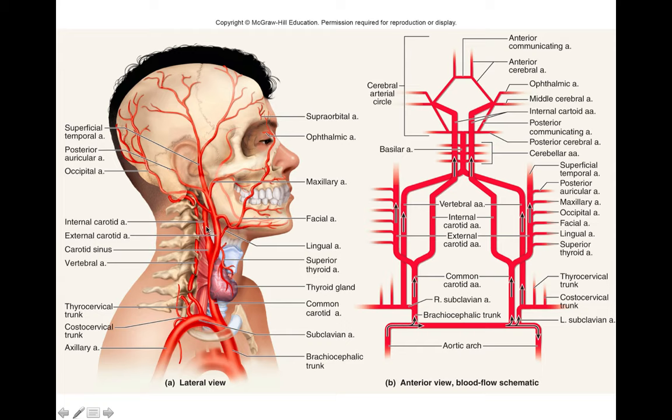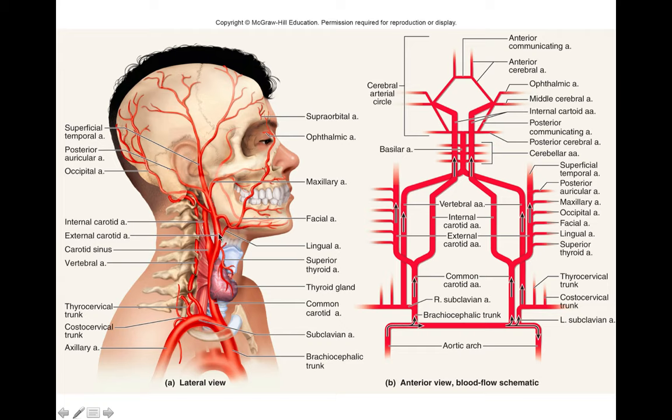The internal carotid artery moves up toward the brain, so it's internal to your head. And then you have your external carotid artery, and that vessel will serve your face and more superficial areas. So internal carotid heads inside toward the brain. External carotid artery will serve your external head and face.